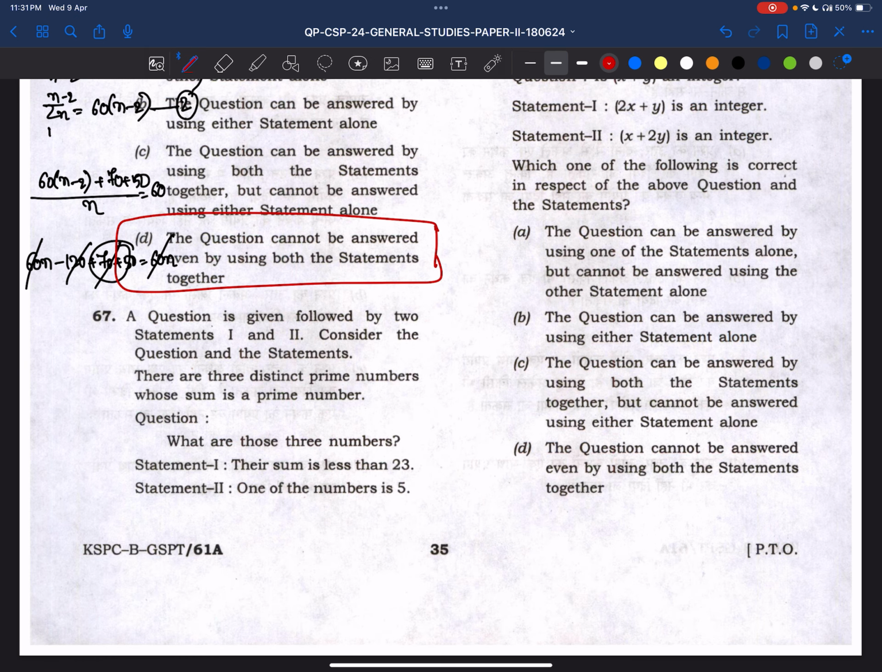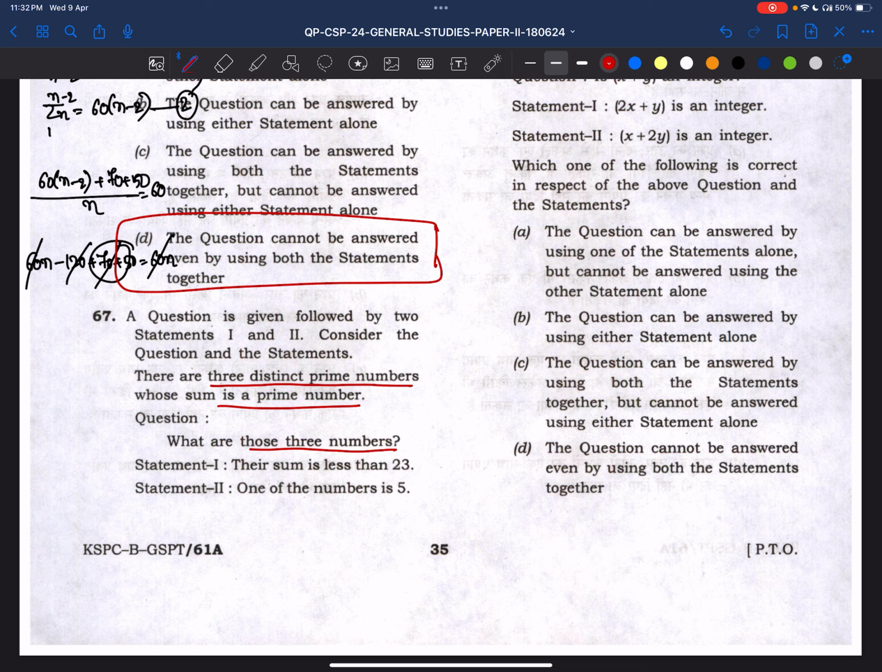Question: there are 3 distinct prime numbers whose sum is also a prime number. What is the question? What are those 3 numbers? It is asking only for those 3 numbers, which means it should be a unique set of values. Okay, statement number 1.